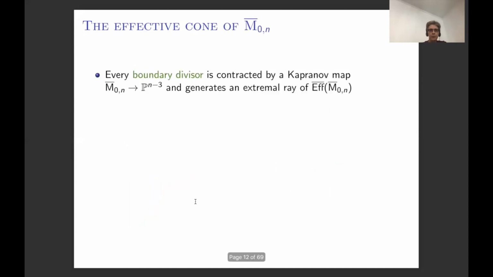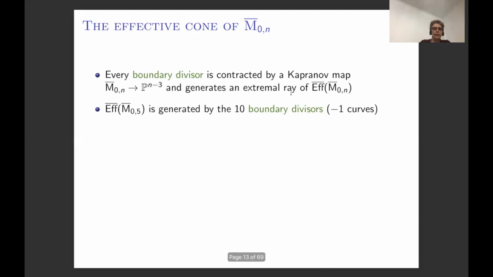So coming back to the effective cone of M0,n bar, every boundary divisor can be seen to be contracted by a Kapranov map, one of the n maps that we have. So this is now a birational morphism between smooth projective varieties, and every exceptional divisor for such a map will generate an extremal ray of the effective cone.